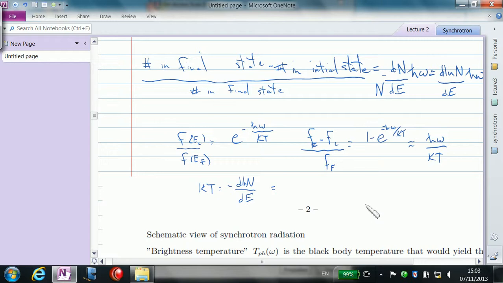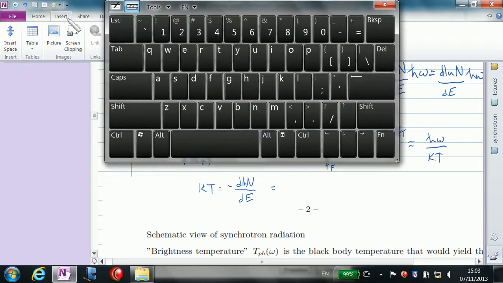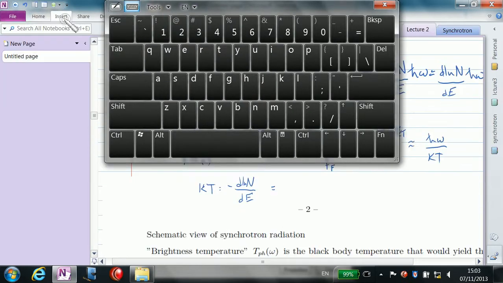Now, the phase space factor, I have to, what time is it now? 3. It's just 3?